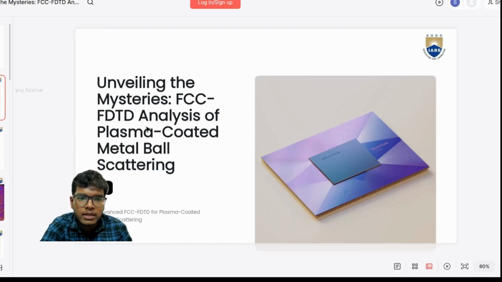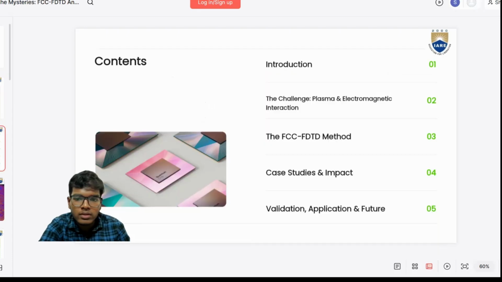FCC FDTD method analysis of plasma coated metal ball scattering. To begin with, electromagnetic scattering is an important concept to many engineering fields, especially in aerospace and radar systems. Whenever electromagnetic waves such as radar signals encounter an object, part of the wave is reflected or scattered in different directions. Understanding how this scattering occurs helps engineers design systems for radar detection, communication, and stealth technologies.